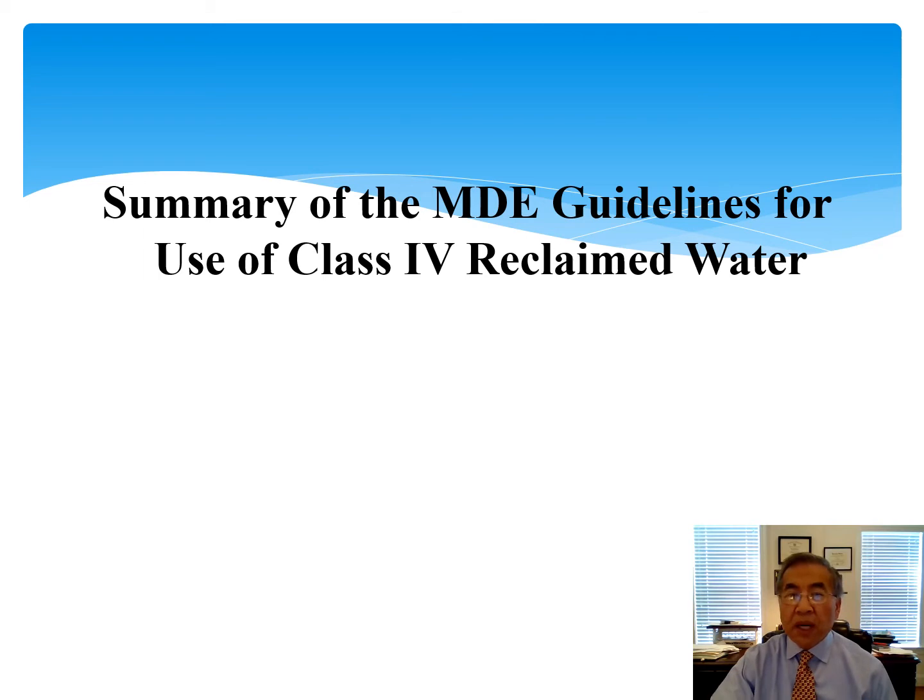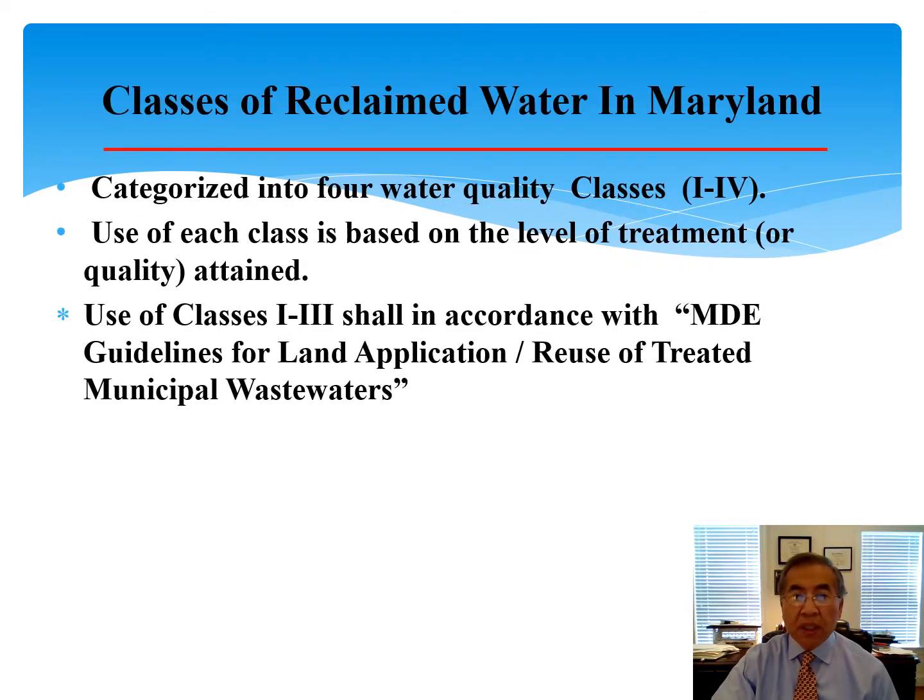The summary of the guideline is included here. This guideline defines the water quality of Class 4. Maryland reclaimed water has 4 classes: 1, 2, 3, 4. Classes 1 and 3 are used for spray irrigation on farms or golf courses. That's governed by another guideline called the MDE guideline for land application reuse of treated wastewater.